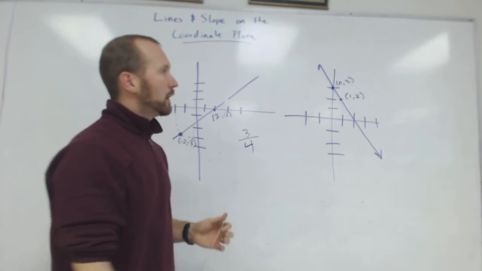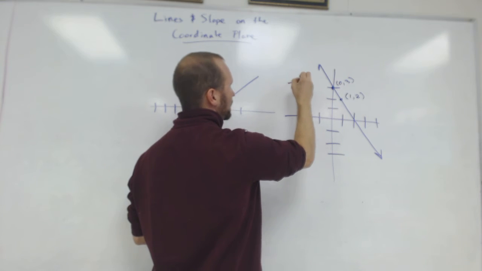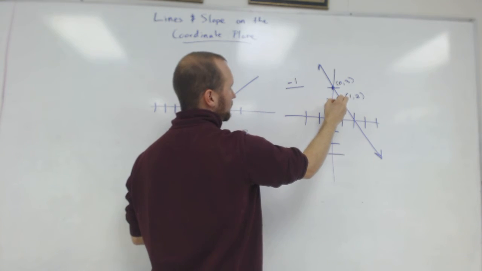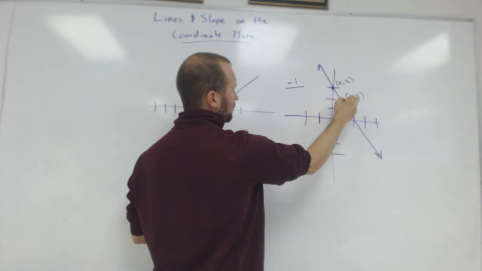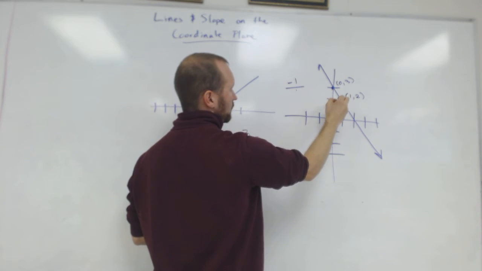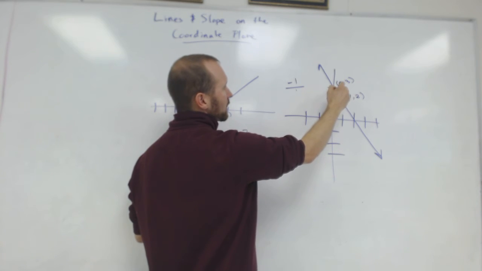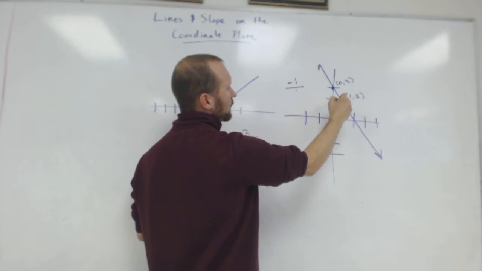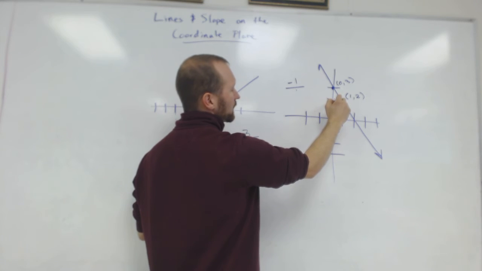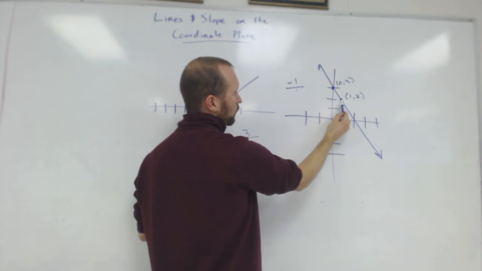0, 3, and 1, 2. How much do I rise to get to the next point? -1. And how much do I run? Let's think about it. So I'm here, 1, 2. I go down 1. Am I at the point? No, I have to get here. I have to go over 1, right? It's just 1, 1.